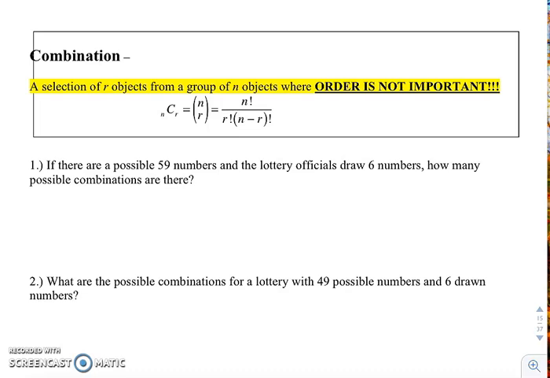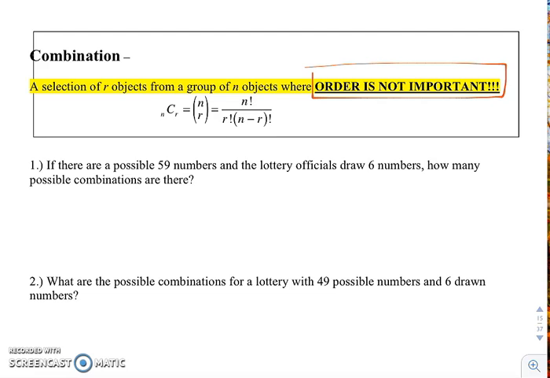So the other type of grouping we have is combinations. We've talked about permutations. Now for combinations, it's a selection of objects from a group where the order is not important here. So for permutations, it was a specific ordered arrangement of something, but for combinations, it's just a grouping of something and the order is not important.